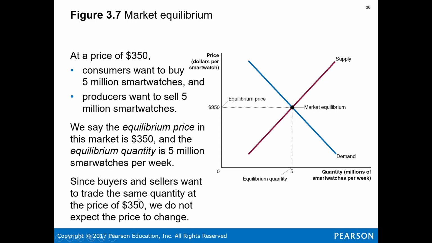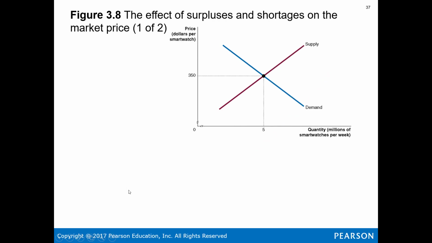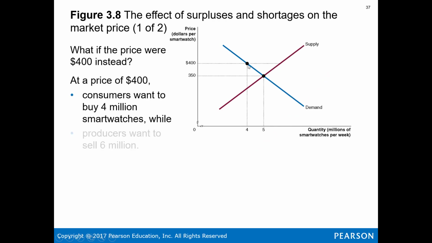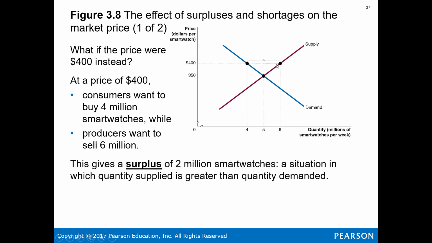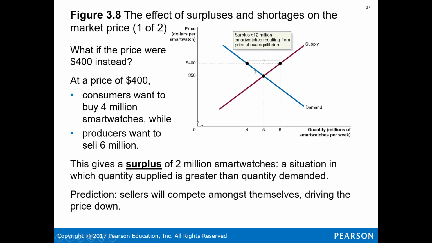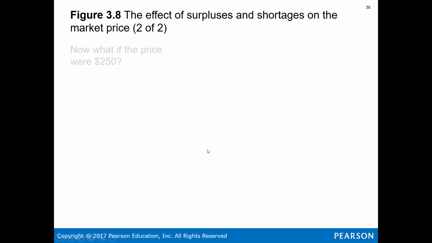Since the buyers and sellers want to trade the same quantity at that price, we do not expect the price to change. What if the price was $400 instead? At a price of $400, consumers want to buy 4 million and suppliers are willing to produce 6 million. This gives a surplus of 2 million watches. A surplus is a situation in which quantity supplied is greater than quantity demanded. Prediction: sellers will compete amongst themselves, driving down the price to the market equilibrium of $350.